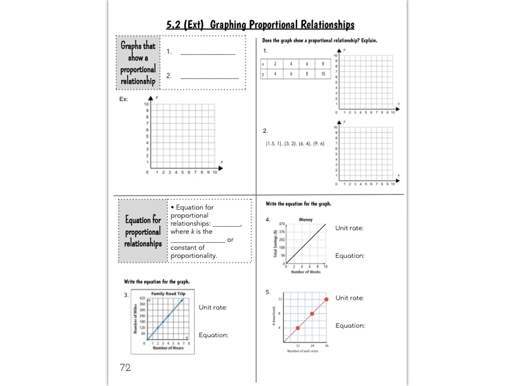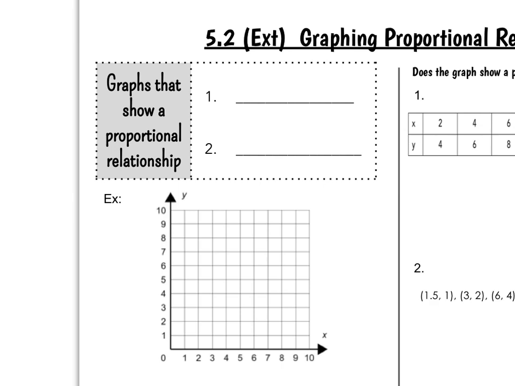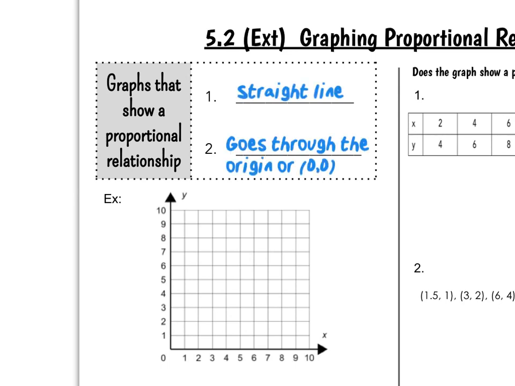Please pause now. Okay, so now let's take a look at the upper left box where it says graphs that show a proportional relationship. When you're looking at a coordinate plane, which looks like this, and you're trying to see if the graph shows a proportional relationship, two things must happen. The points will form a straight line, and the line is going to go right through the origin, or 0, 0. This point right here is the ordered pair 0, 0.